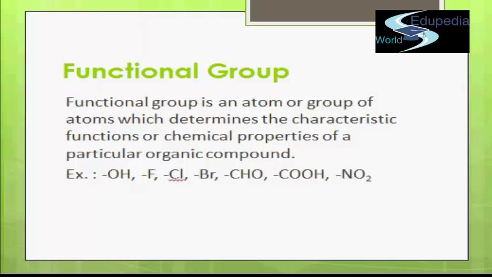These heteroatoms or groups of heteroatoms are known as functional groups, and examples of functional groups are OH, F, Cl, that is chloride, Br, bromide, CHO, COOH, and NO2. The functional group of alcohol is OH, and it is responsible for the characteristic chemical properties of alcohols. The functional group in alkenes is not a group of atoms but the presence of a double bond.